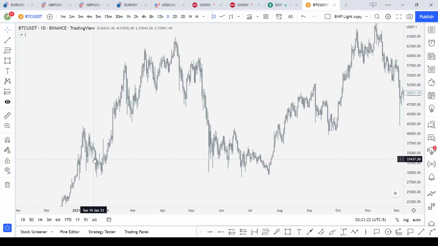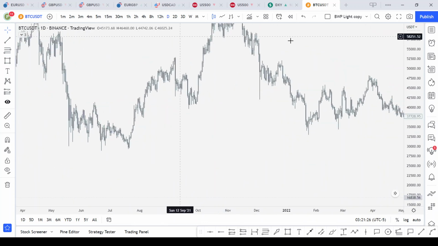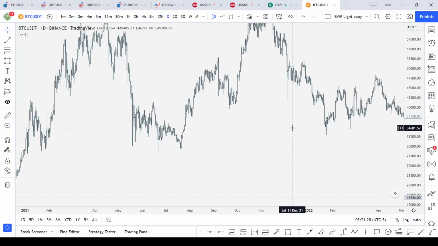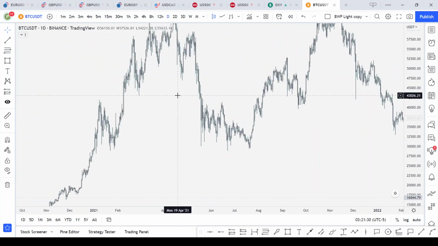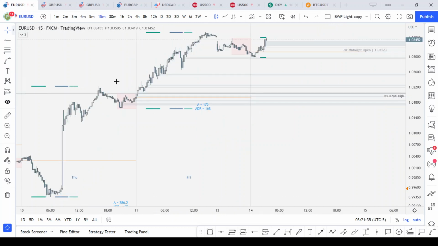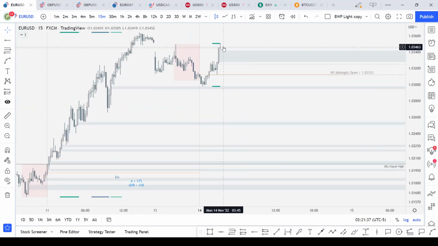Okay, so here you have a sell model, here you have a buy model, here you have another sell model on BTC. Okay, so let's look at examples of this on EU.